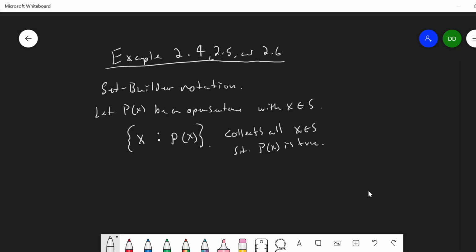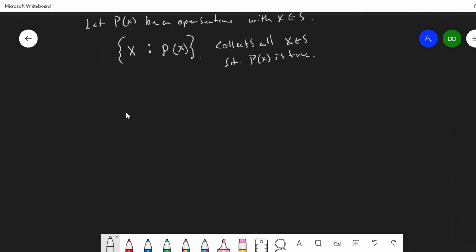So let's look at an example of the set builder notation. Example 2.4, we see that A is the set of all n in the integers such that, and this is how this is read, this little colon here is read as "such that," n squared is less than or equal to 4. So what is this set? It's the set of all integers that satisfy this open sentence. So collect all the integers that satisfy this open sentence, and that's what the set A is.